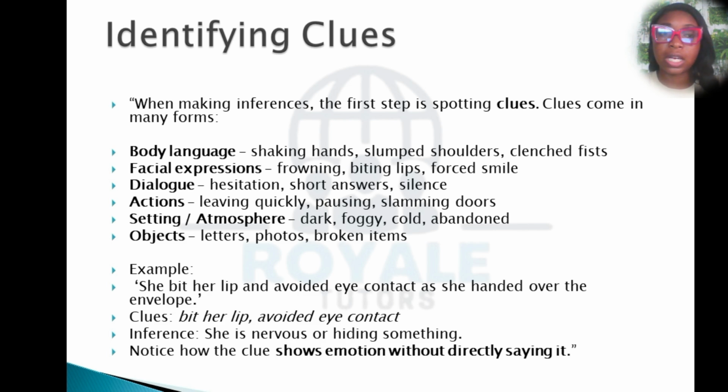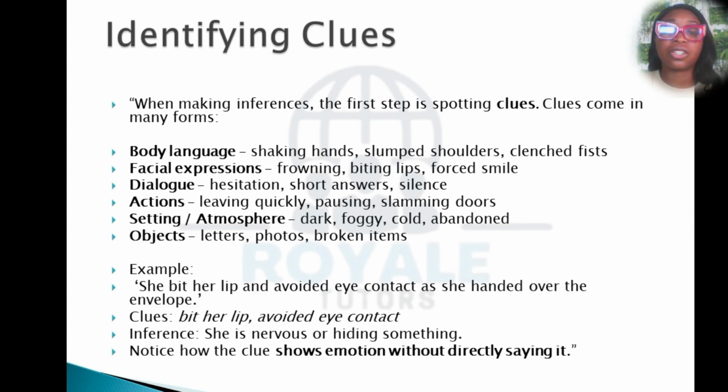Now, clues come in many forms. They can come in different forms. You have body language. It could be in form of body language. All right, it could be shaking hands, it could be slumped shoulders, it could be clenched fists, and so on and so forth. So one of the ways in looking out for clues, you look out for body language. Apart from that, you can look out for facial expressions, which could be frowning, biting lips, forced smile, and so on and so forth. And you can also have dialogue. Dialogue means conversation between two or more people. So it could be hesitation, it could be short answers, it could be silence, and so on and so forth.